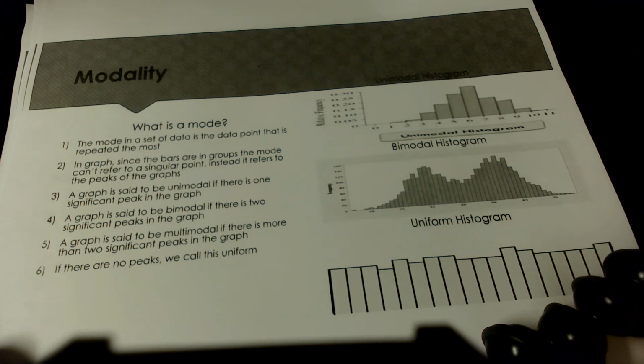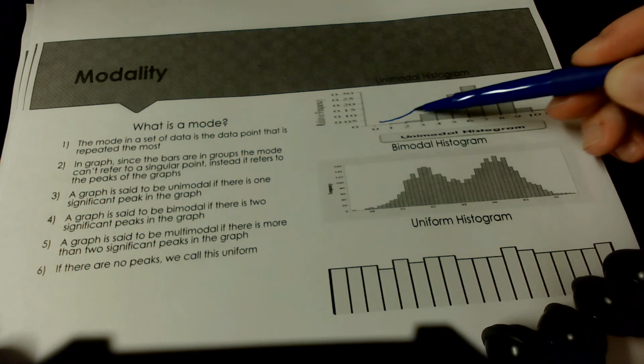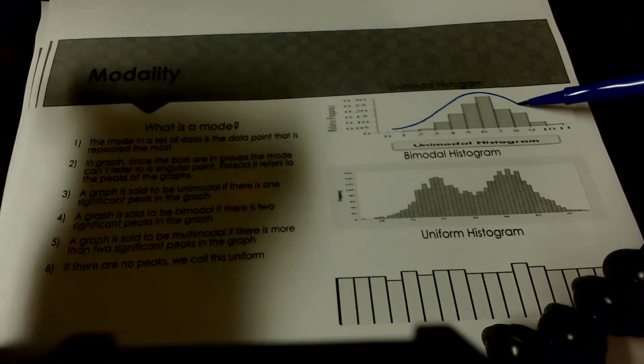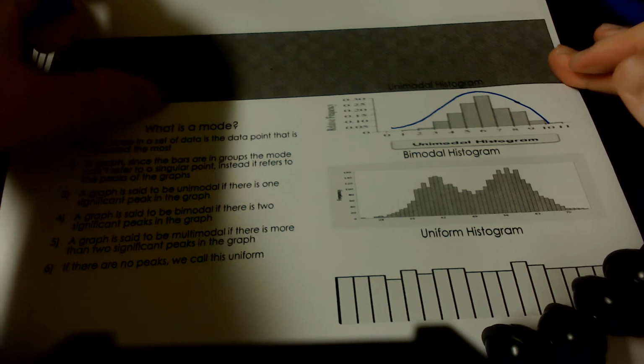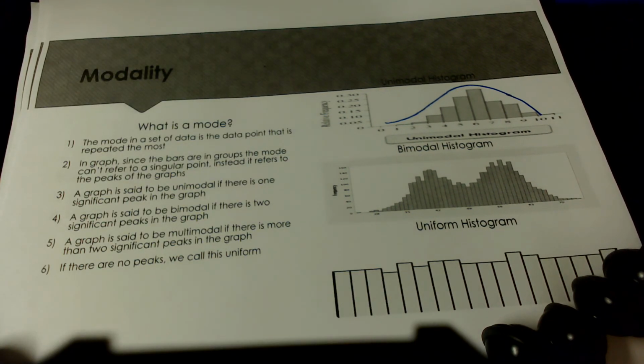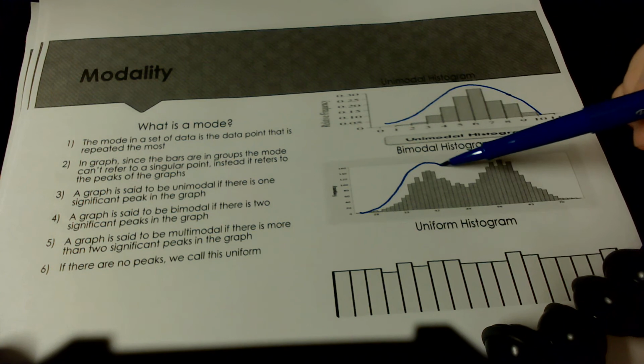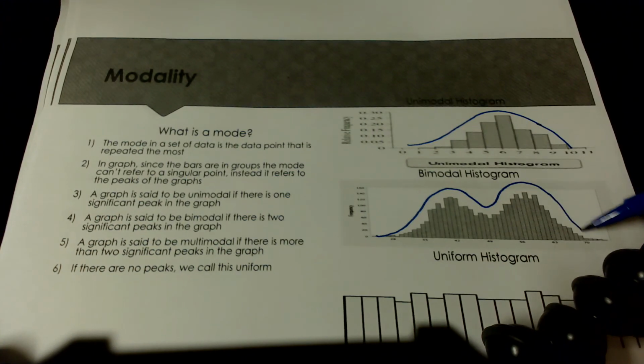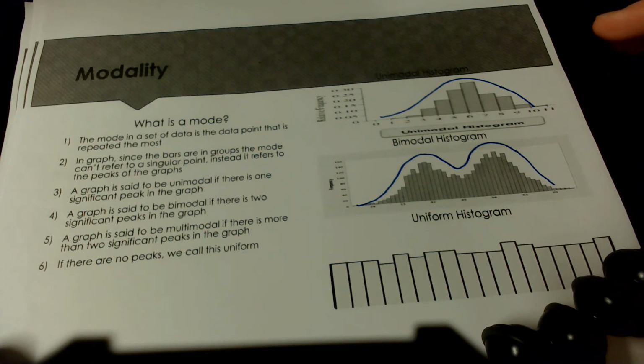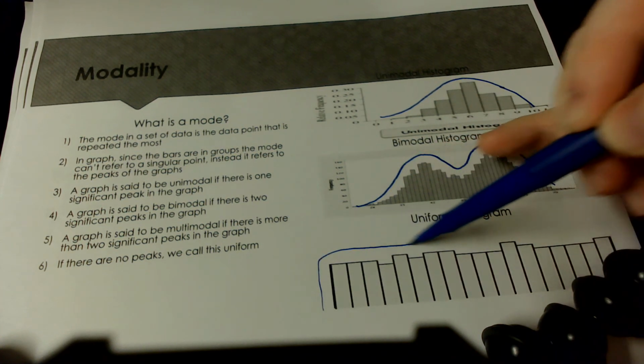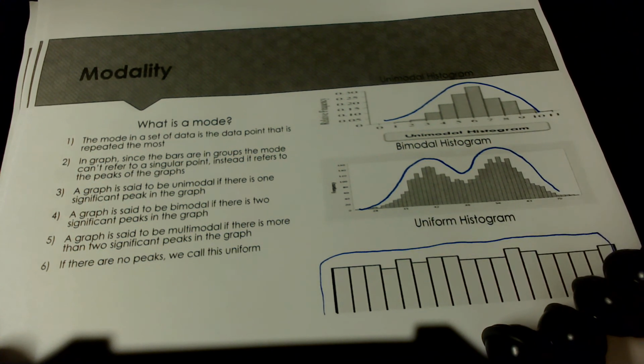A graph is said to be unimodal if there is one significant peak in the graph. So like this one, it goes up and it goes back down. That's unimodal. It's bimodal when there's 2 significant peaks, up, down, up, down. So you got yourself a bimodal piece of graph. And then multimodal is when there's multiple ones. And then you also have this thing called uniform when there's really just nothing there. So that's your difference. It's basically how many times it goes up and it comes back down.